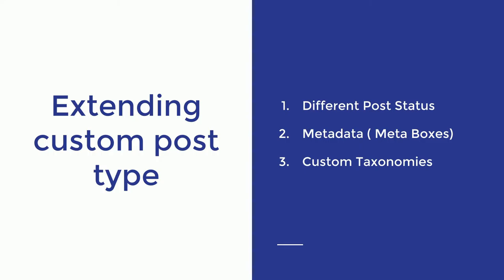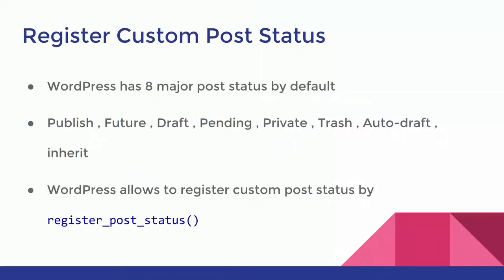So now we will see how we can extend these custom post types even more, right? Remember the tracking app that we talked about a few slides back? We need to register a few statuses, right? Like shipped, dispatched, or in transit, those kinds of stuff. So that is one way that you can extend a custom post type, using different custom statuses. There are 8 default statuses in WordPress, but using the register_post_status function, you can register more custom statuses.